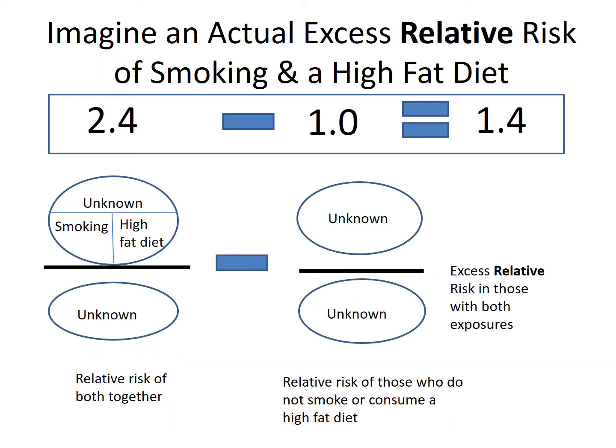The question is, what about the smokers who have a high-fat diet? Does that result of adding the two risk factors together reflect the reality of the risk in the smokers who have a high-fat diet? And so you can actually measure that. You see that the excess relative risk of smoking on a high-fat diet is 2.4, and you can subtract out that underlying 1, and the excess risk of both together is 1.4.